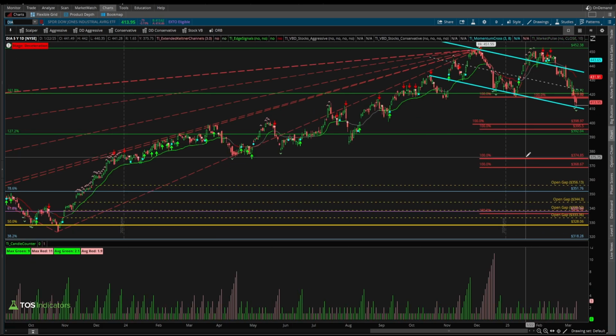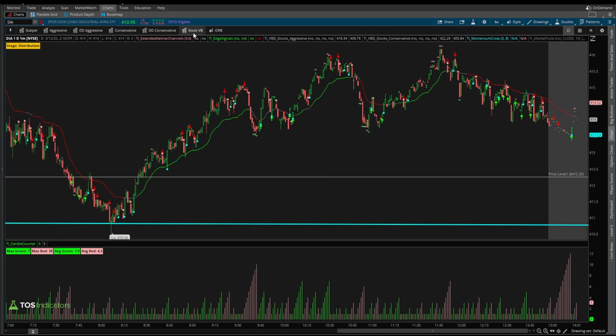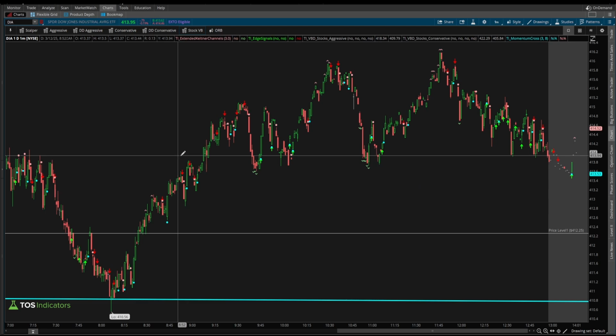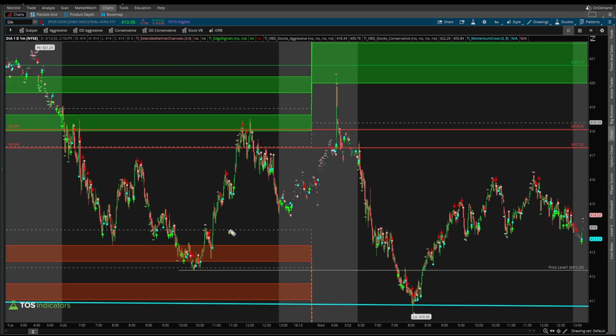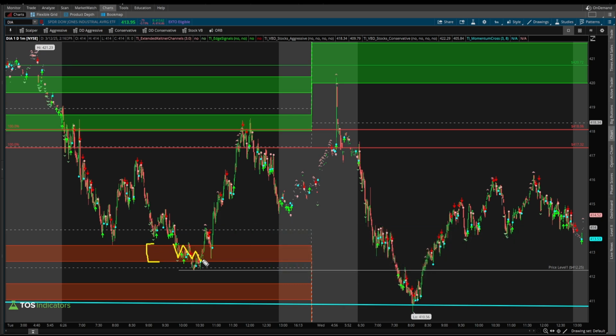Now we switch to the Dow. The Dow is particularly interesting also because of some of the intraday volatility opportunities it's been giving us. Here's an example from yesterday. We had price action fall inside of our volatility box models. These are the daily volatility box models. You can see how price stabilizes here before buyers step in.